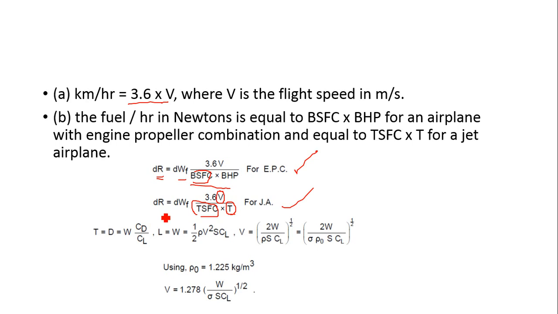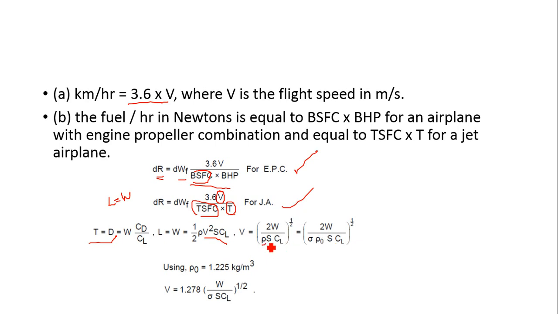So while deriving, we will get some other equations. For a steady level flight, T is equal to D. For D, we can write D into L by L, and for L by L we can put CD by CL, and for steady level flight L equal to W. So here it will be W into CD by CL. We also know L equal to W equal to half rho V square S into CL. So from that we can find the value for V, that is V equal to 2W divided by rho into S into CL, the whole power 1 by 2.